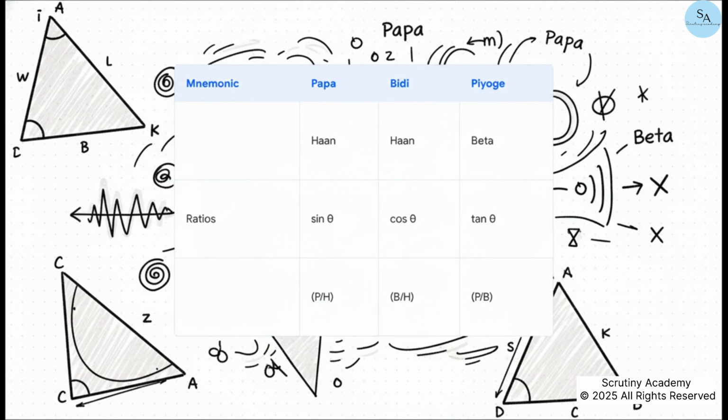Papa, P, over Hun, H. That's sine. Bad, B over Hun, H. That's cosine. And Pagal, P over Bhai, B. That's tangent. So P over H, B over H, P over B. Sine, cos, tan. It's that simple.